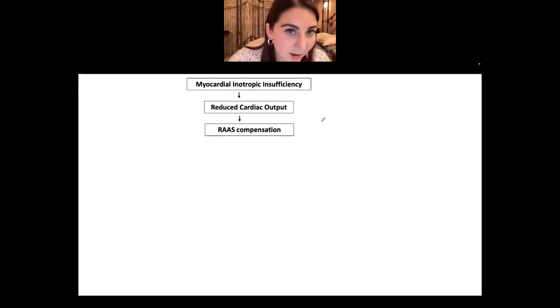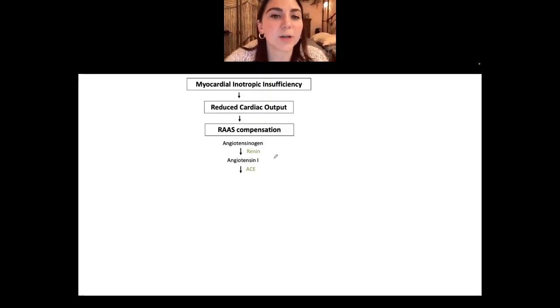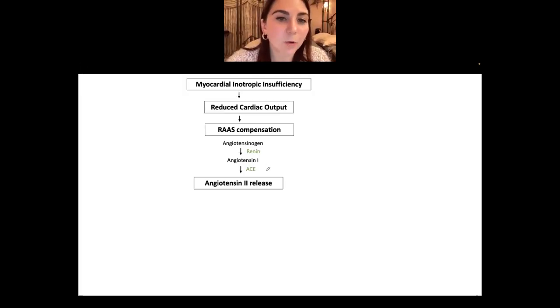The body's going to compensate with RAAS because, again, it thinks you're bleeding out on the side of the road. It thinks you're going into cardiogenic shock. It's like, oh my God, I've got to increase the blood volume. So it's going to cause angiotensinogen to be converted to angiotensin 1 via renin, and then angiotensin 1 to angiotensin 2 via ACE. All the enzymes are going to be highlighted in green throughout this whole slide.